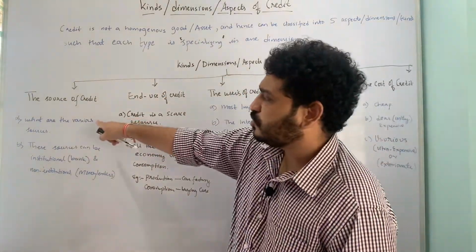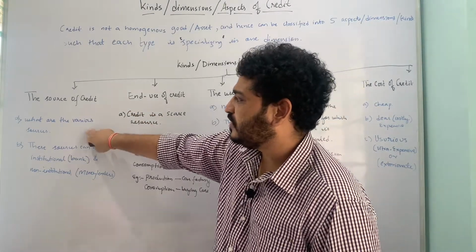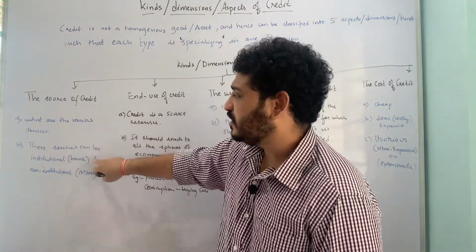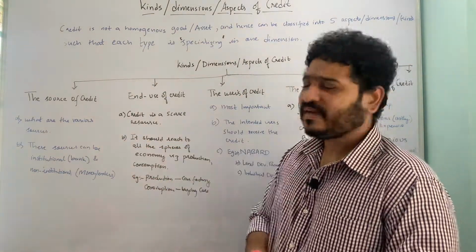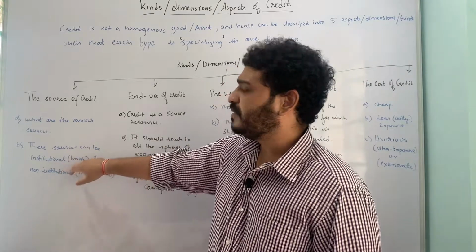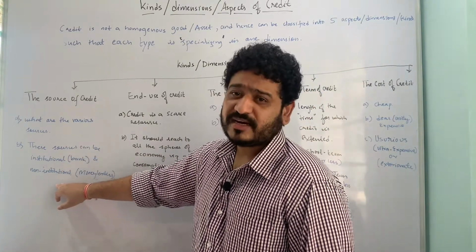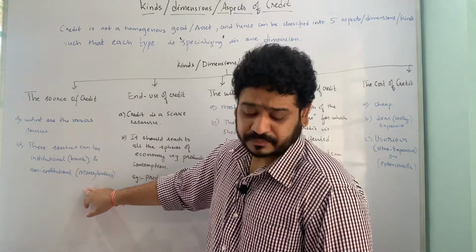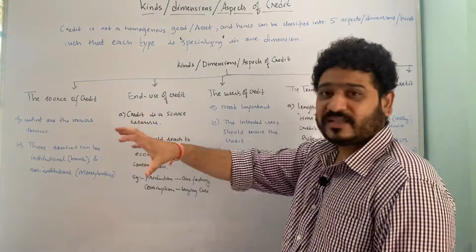The first is the source of the credit. In the source of the credit, first is what are the various sources of credit, whether these sources are institutional or non-institutional. Meaning thereby, if I'm talking about institutional credit, that means it is coming from banks. When I'm talking about non-institutional credit, it is coming from money lenders and people like them. So this is the source of the credit, where the credit is coming from.